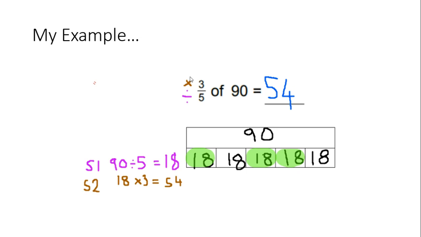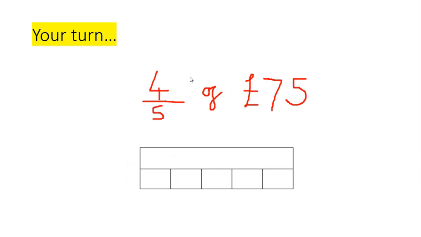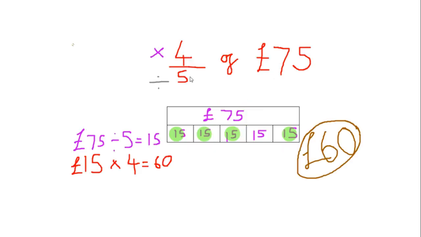Okay, so you're going to use this structure to calculate 4/5 of £75. The bar model's on screen if you want to draw the bar model. If not, just complete it using the mathematical formula. Okay, I'm now going to reveal the answer on screen. So if you're not finished, pause the video.